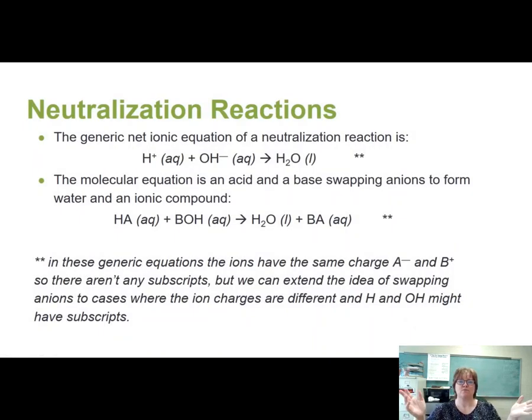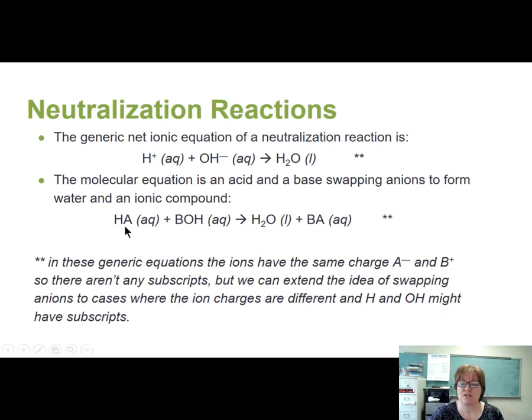Okay, so now let's react them. If I react an acid and a base, the net ionic equation of all neutralization reactions is the H plus from the acid and the hydroxide ion from the base make water. That's what we mean by neutralization. So it doesn't really matter which one. If you can recognize from the molecular equation that I have an acid and a base reacting to make water, then I could go ahead and do the net ionic reaction.